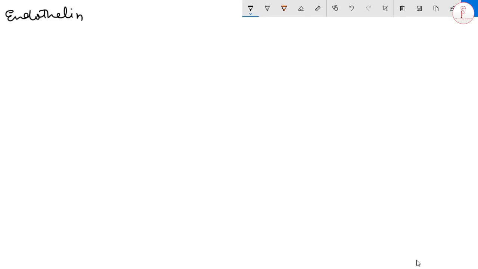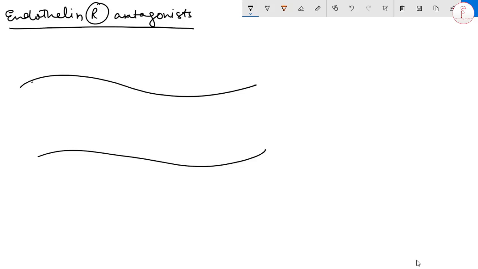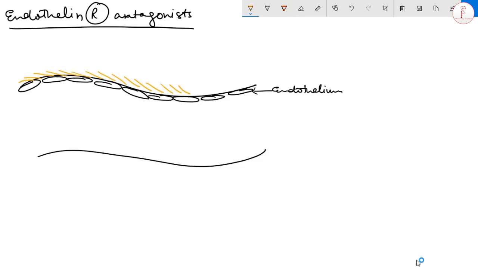The last class of drug is endothelin receptor antagonists. We had seen in the very beginning that the blood vessels have a lining of endothelial cells. What are endothelial cells? They are a single layer of cells that release nitric oxide that is responsible for the vasodilation, and these endothelial cells can also lead to the contraction of the blood vessels. That means they can regulate the caliber, the lumen, the diameter of the blood vessels by relaxing or contracting the vascular smooth muscle cells.